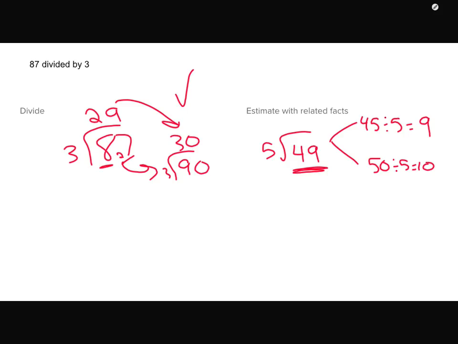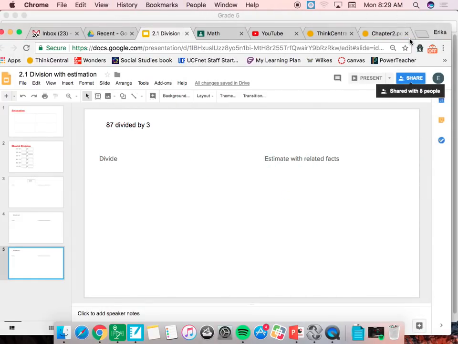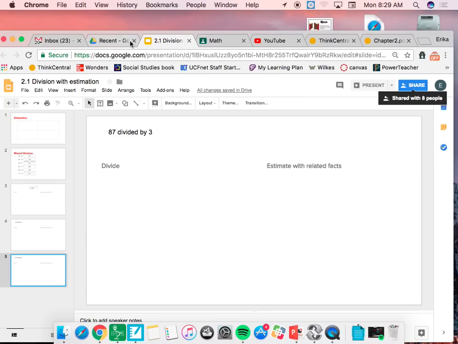We are going to work more with this tomorrow, and tomorrow talk about why we do this and how this relates to math in the future. But I just want you to start thinking about our related facts. If you don't know your facts very well, then I highly suggest getting on First in Math or doing something to help yourself study them.